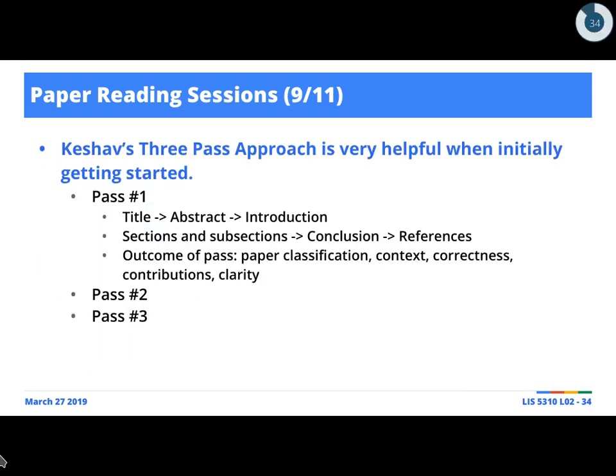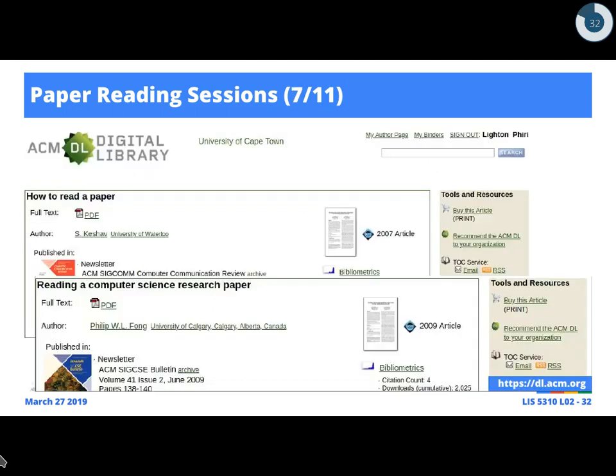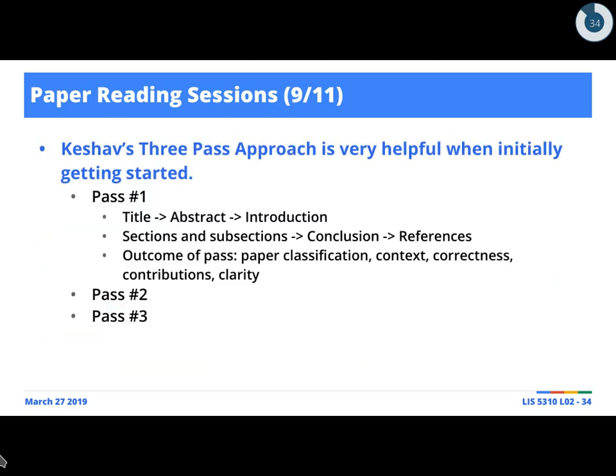So this paper here describes, it's actually Keisha who describes, the three-pass process that I have found really useful. If I'm not very familiar with a paper, I always go through these three passes. The first pass is I quickly run through the title, abstract, and introduction, and then I scan through the sections and subsections. After that, I always know what type of paper I'm reading, the context, the problem they're trying to solve, and more importantly, the novel contribution of the authors.